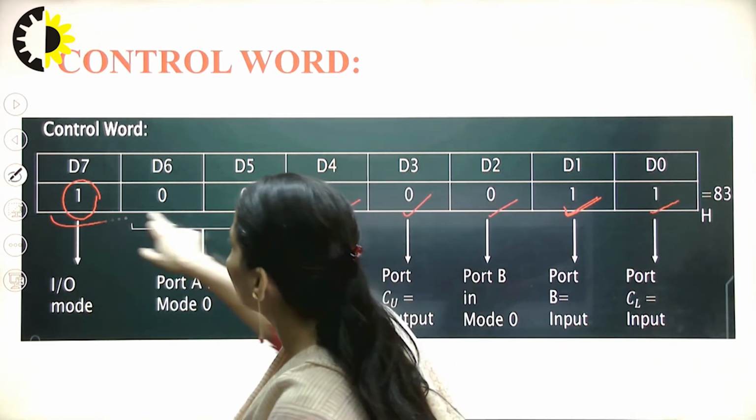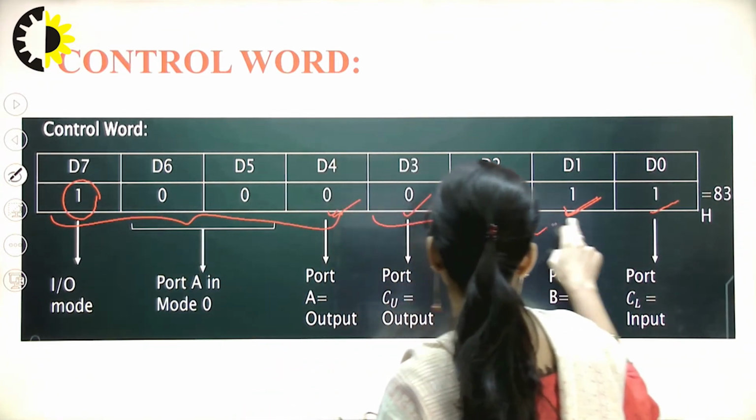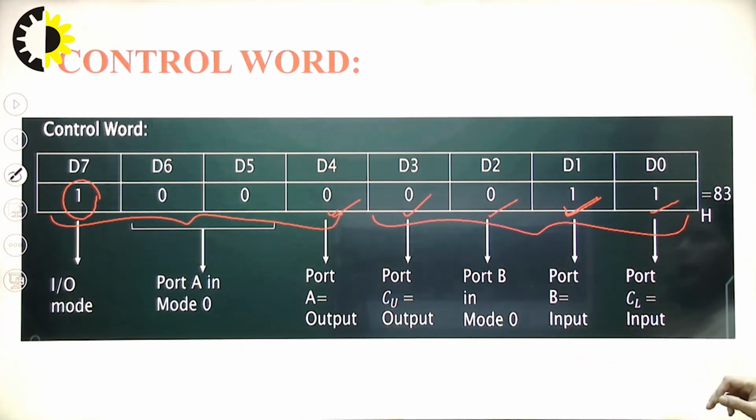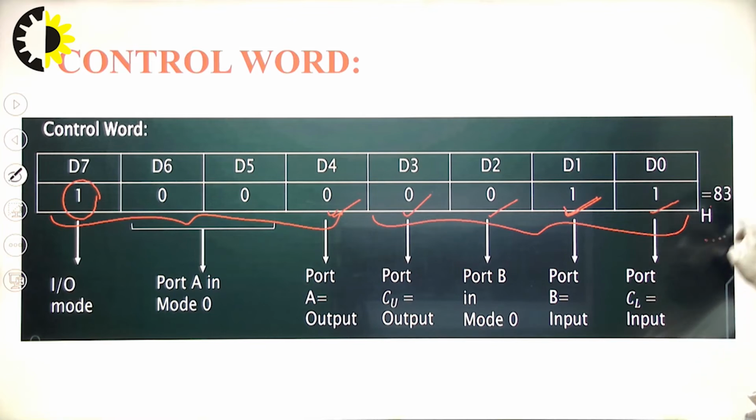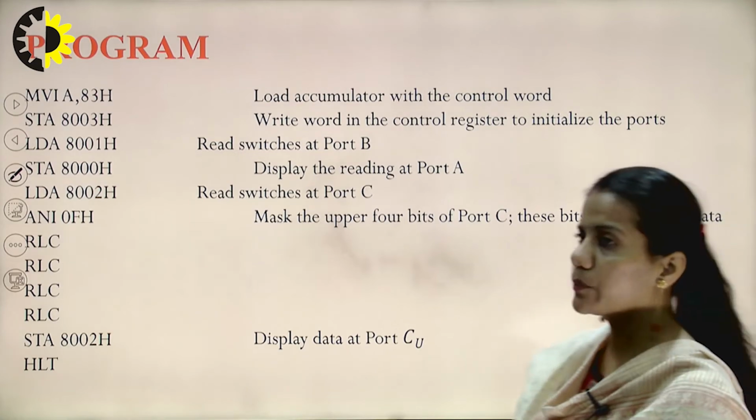You can group these 4 bits and group these 4 bits to obtain the hexadecimal equivalent, and it will give 83H. So this is the control word. Now we will write the program for this.